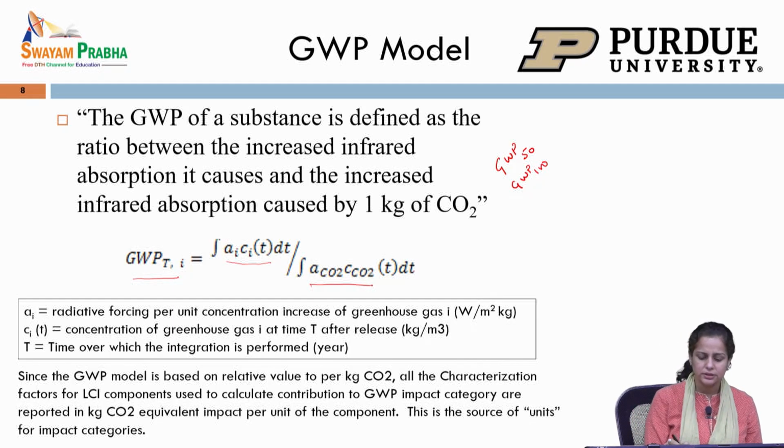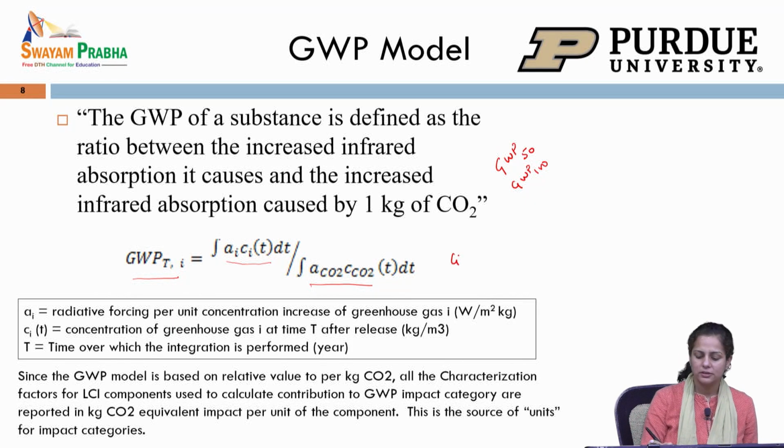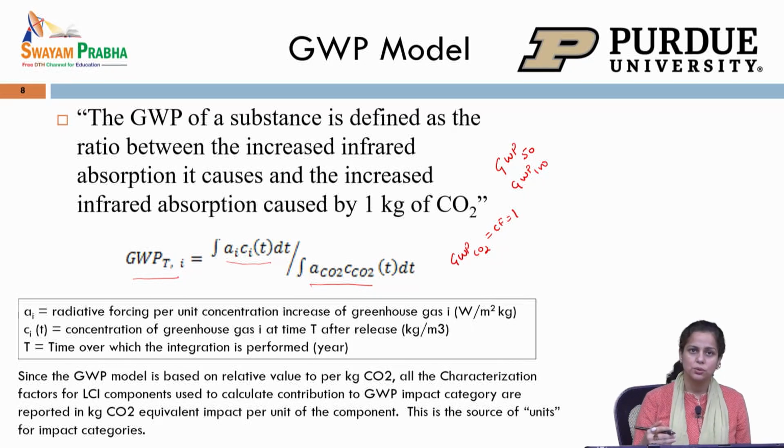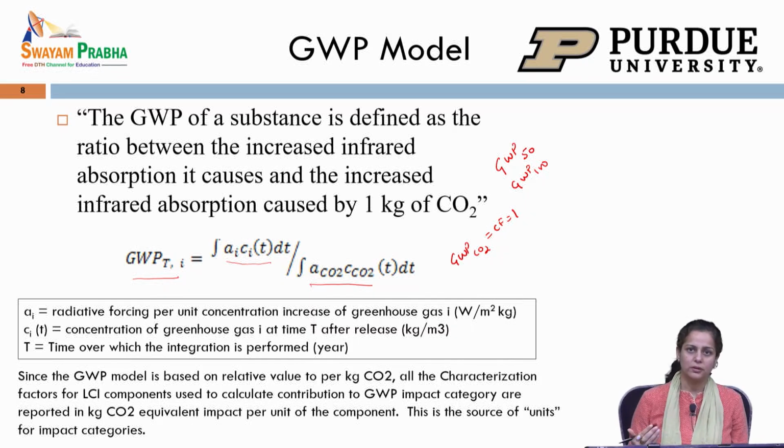And the denominator is your integral of A_CO2 times C_CO2 times dt, which is mainly the concentration of carbon dioxide over time, how it is changing, and the radiative forcing for carbon dioxide. So therefore, if you calculate this for GWP for CO2, the characterization factor comes to be 1, because it is in reference to the chemical. So whichever reference chemical you use for your characterization model, the characterization factor becomes 1 for that chemical, and then all other chemicals are ranked in reference to that particular chemical.